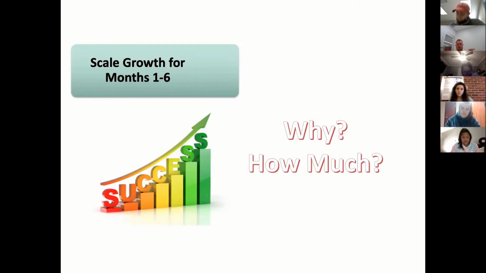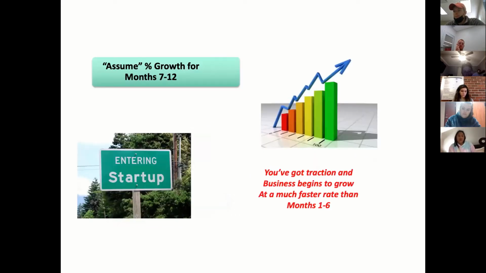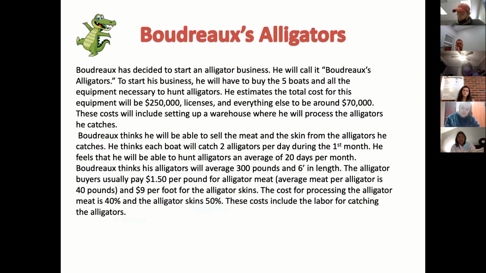Why? How much? Well, if he catches one alligator the first month and the 6th month, we might go 1 and 1 and 1 and 1. But if we're catching 1 and we're going to 25, then we just use a wild guess. We say 2 to 4 to 7 to 8 to 15 to 24. But we ramp it up from that first month. After that, in the company that you'll build, you'll assume growth is going to get rapid from the 7th month on. You've got traction, business starts to grow, and away you go.